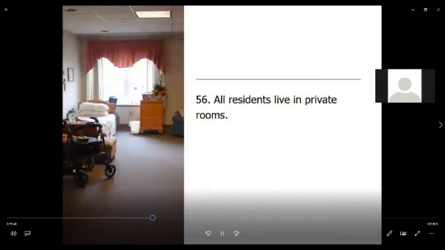Next, we have the practice that all residents live in private rooms. And I'll tell you what, these households that have been remodeled always have private rooms. And we all know how much most people want that.